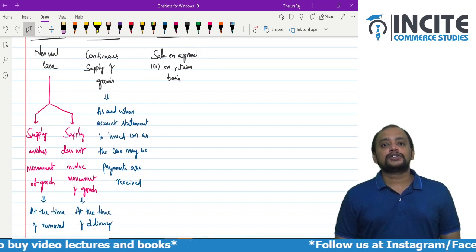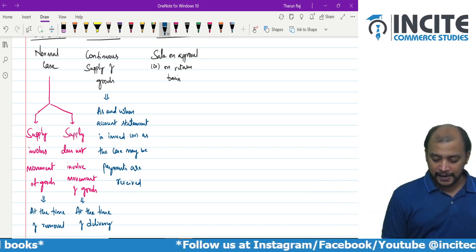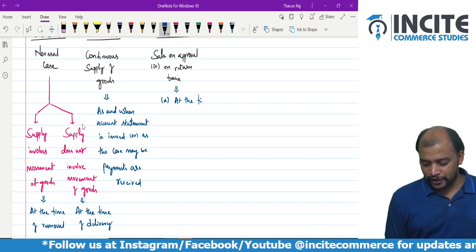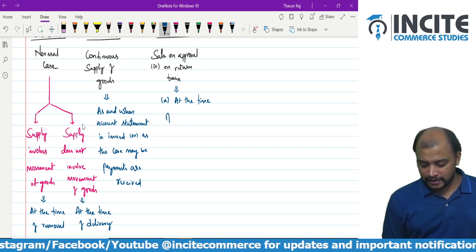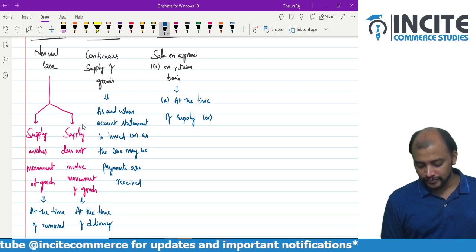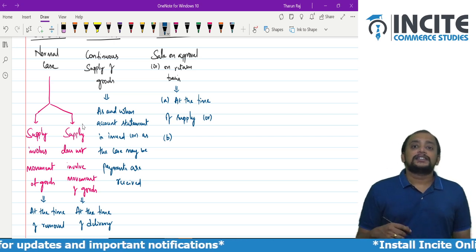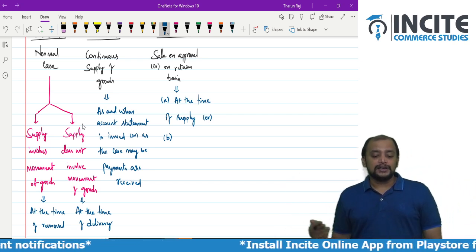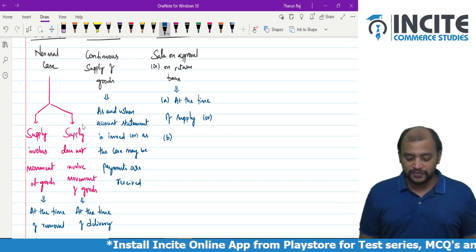due date of invoice? At the time when supply takes place, whenever the buyer accepts, at the time of supply. So at the time of supply means accepted by the buyer. Or B. What is that B? That is 6 months from the date of removal. Why? Because the buyer may take 1 year or 2 years also to accept. Until that point of time, supply will not take place, and until that point of time, the buyer will not pay. So 6 months from the date of removal.